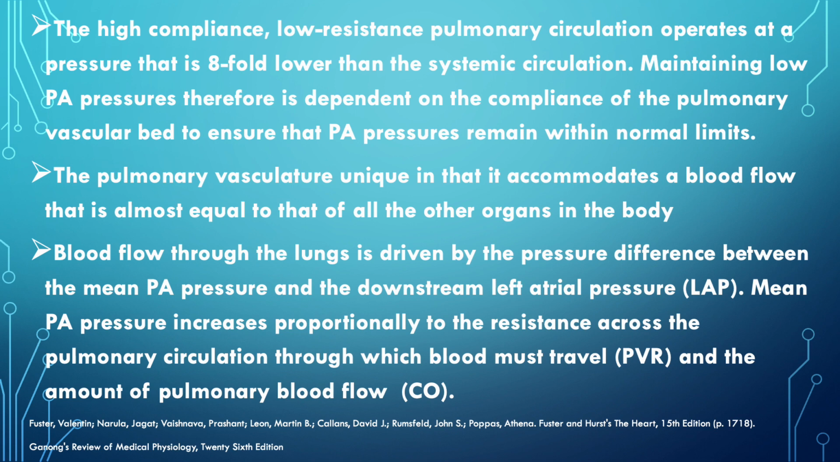So the difference in pressure: if the pressure in the left atrium is high, this will hurt the pulmonary artery pressure on the other side, and something not good would happen. So mean pulmonary artery pressure increases proportionally to the resistance across the pulmonary circulation through which blood must travel, and the amount of pulmonary blood flow. So the cardiac output is the pulmonary blood flow coming out of it. That's the cardiac output.